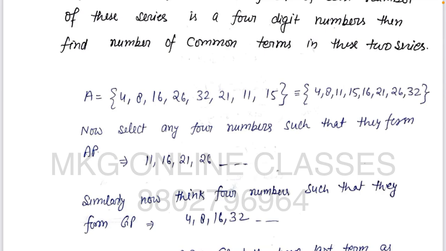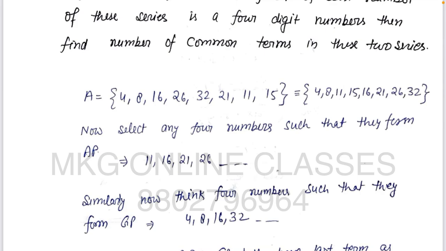If you consider the GP terms now, these are the powers of 2: 2 squared, 2 raised to power 3, 2 raised to power 4, 2 raised to power 5, and so on. So it is very clear that 2 raised to any power cannot end with 1. So the common terms cannot be 11, 21, 31. The common terms can be either 16 or 26 or 36 or 46 and so on. I hope you can understand.